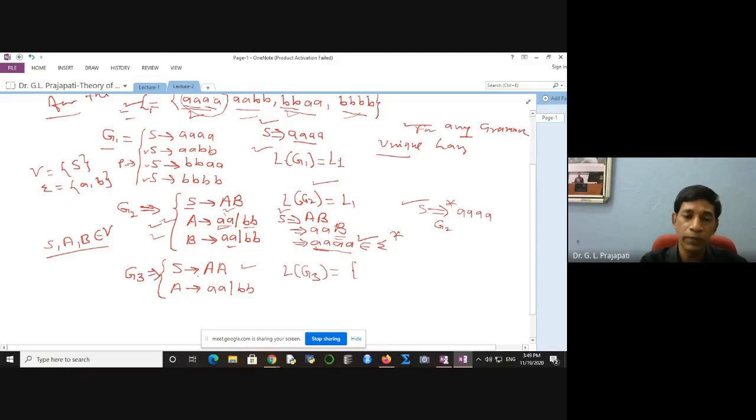Again you can verify. Start from the start symbol, and you see that A can be replaced with AA or A can be replaced with BB. So you can find AA or BB. You can find these sentences, and A can be replaced with BB, so you have the sentence BB, and again the next part can be AA or BB. So this grammar G3 also generates the same language L1.